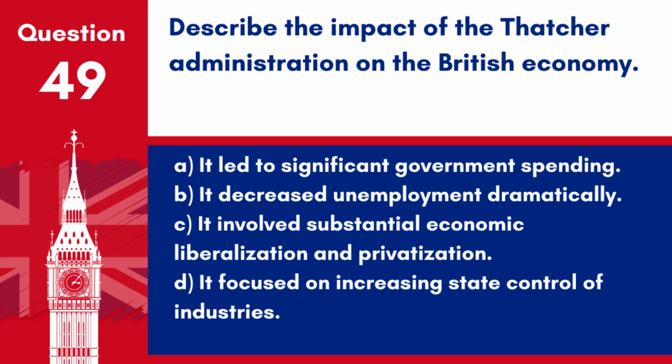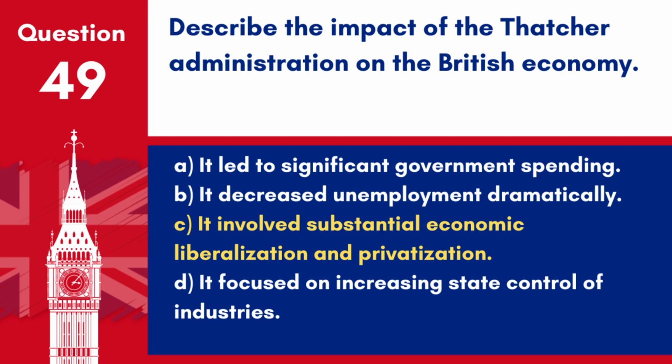Question 49. Describe the impact of the Thatcher administration on the British economy. A. It led to significant government spending. B. It decreased unemployment dramatically. C. It involved substantial economic liberalisation and privatisation. D. It focused on increasing state control with industries.